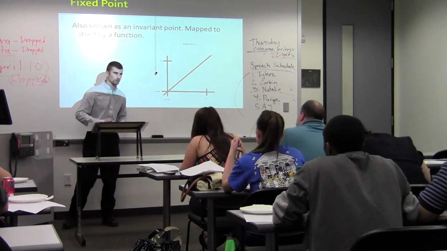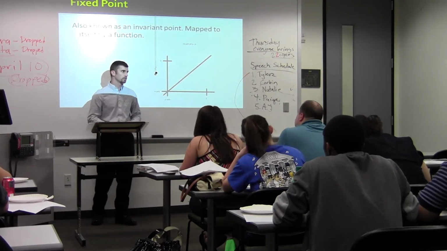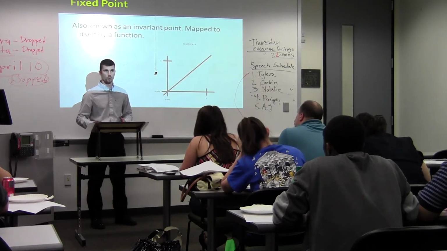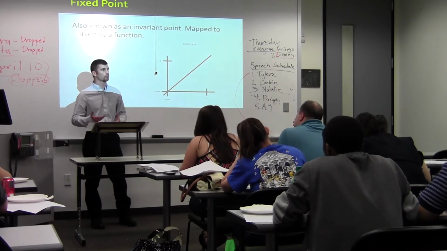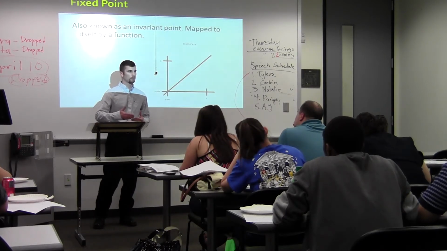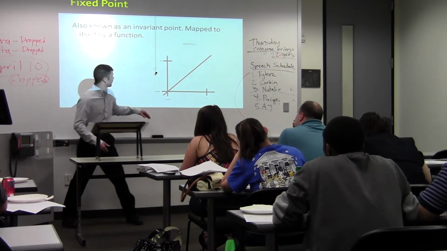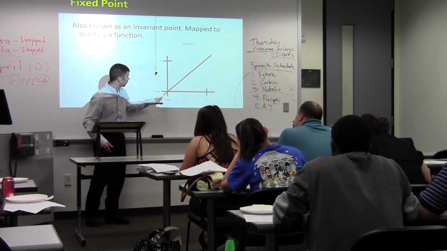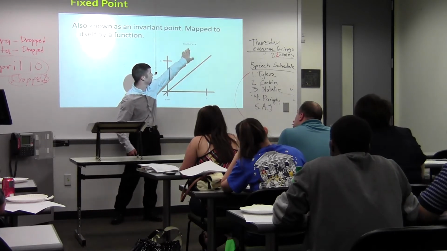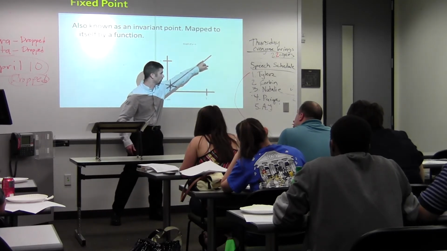A fixed point is also known as an invariant point. What that means is that whenever you plug it into the function, whatever function it is, what you'll get out of it is what you put in. So what happens is you just repeat the process and you get back the same answer. So here we have what it would look like if your whole function was that. It would just be the graph of y equals x, where it's the same thing all the way through.